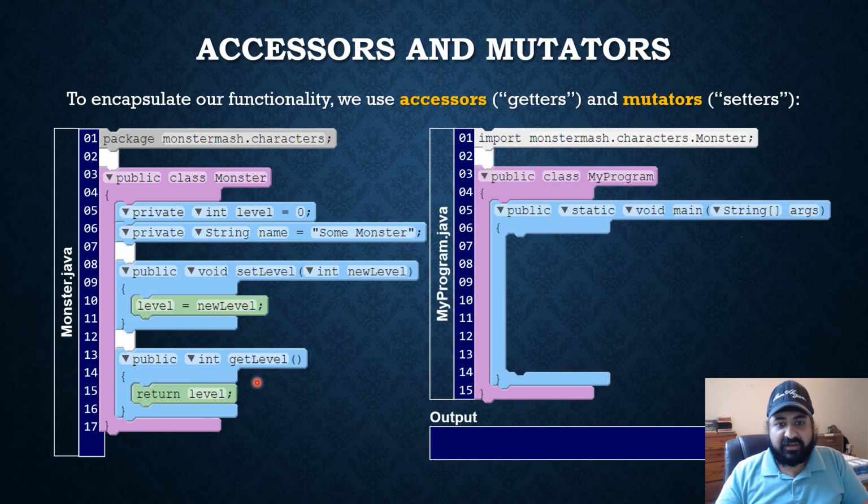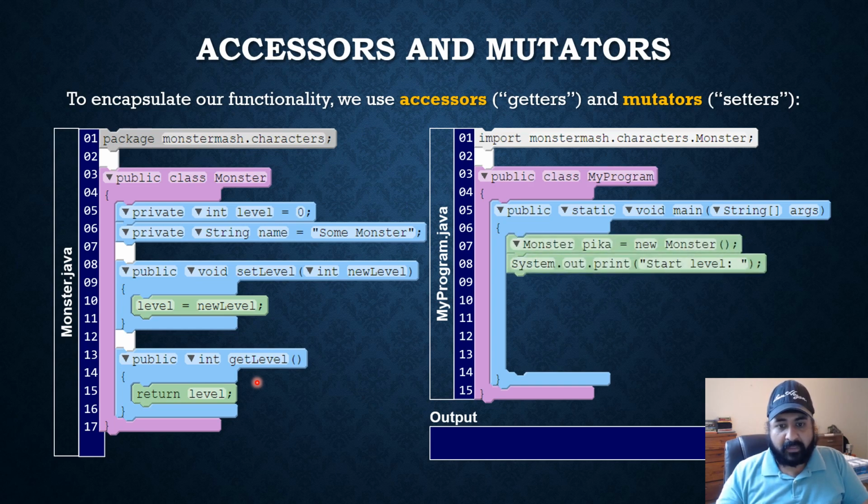Here we are basically trying to create an object in another class for this particular variable and show you how setLevel and getLevel can be accessed. So in this case, we create a new Monster object which is called Pika.